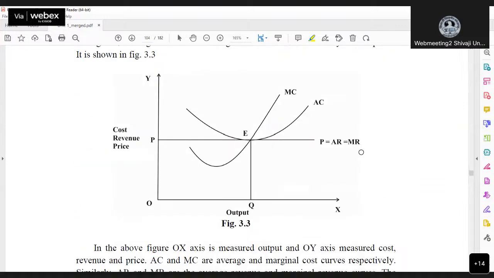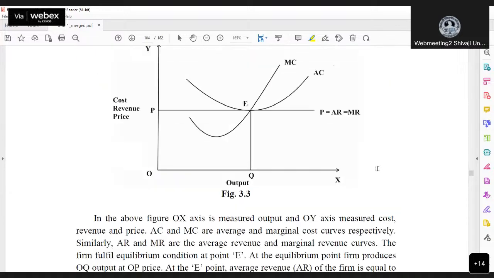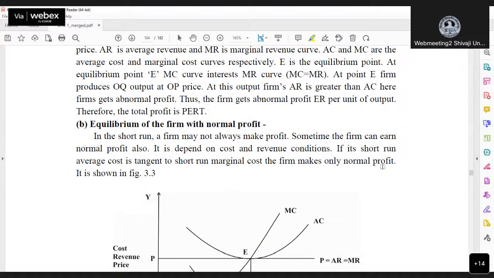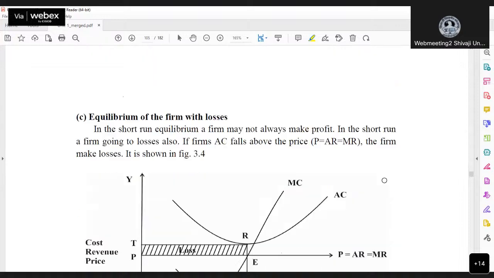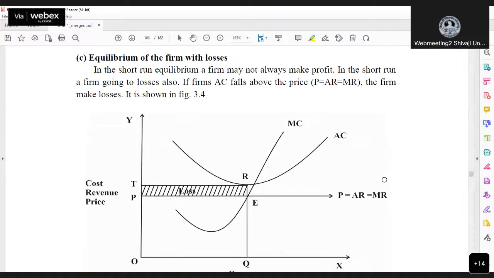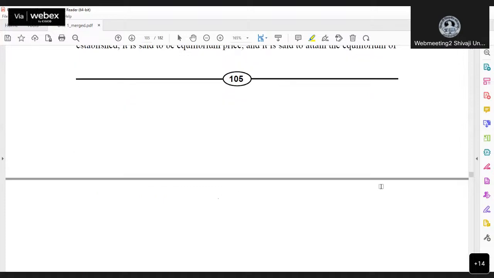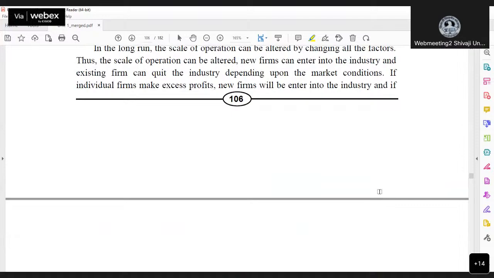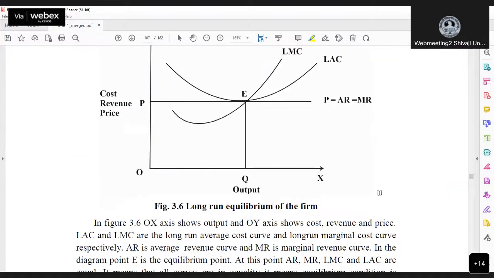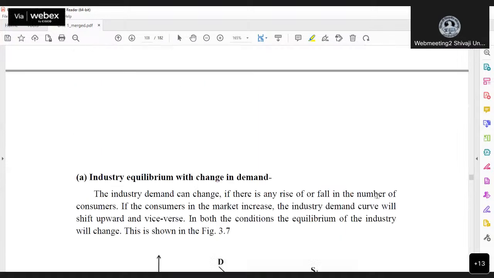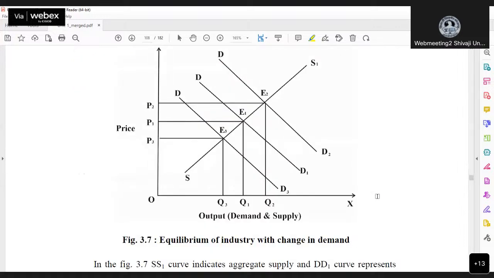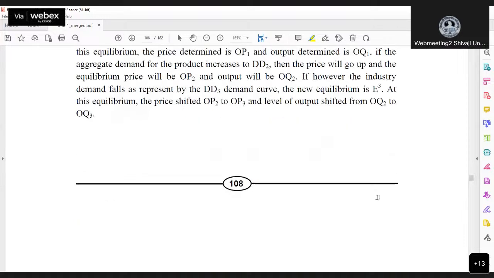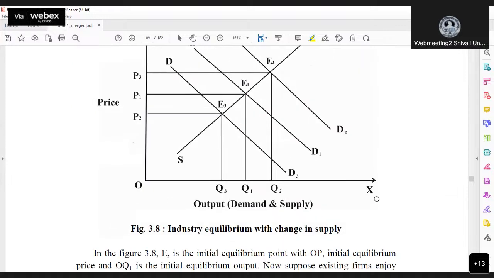Prior to that, let us have a glance. This is another graph: equilibrium of a firm with normal profit. This is another graph, equilibrium of a firm with losses. This is equilibrium of the industry. This is long run equilibrium of a firm. This is equilibrium of the industry with change in demand. This is industry equilibrium with change in supply.